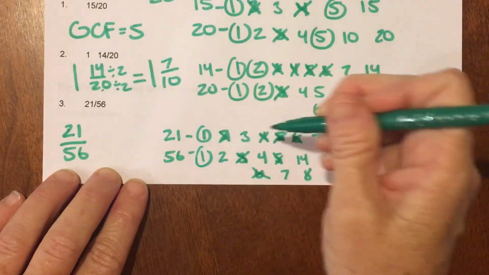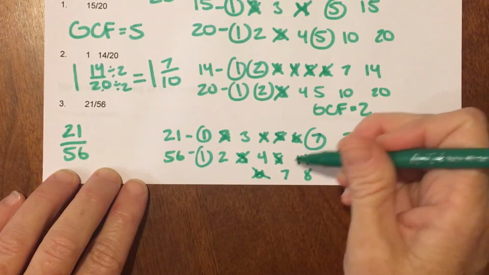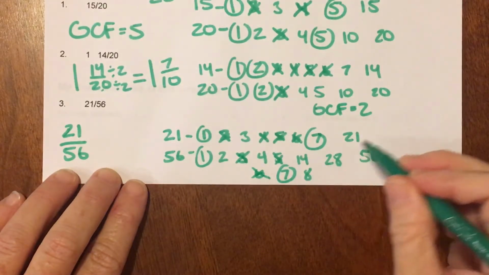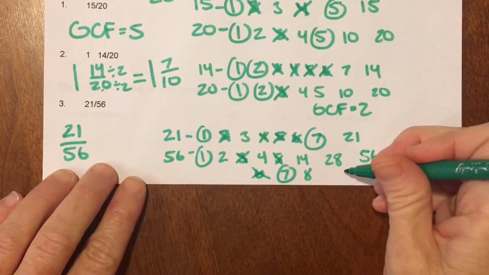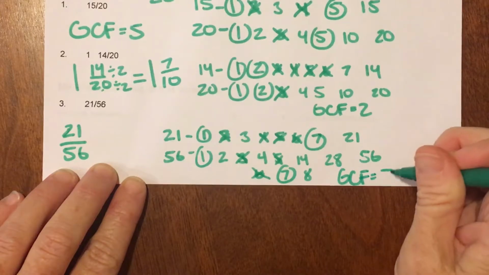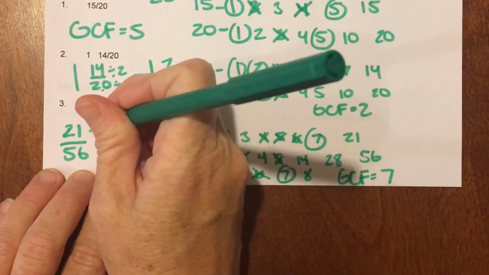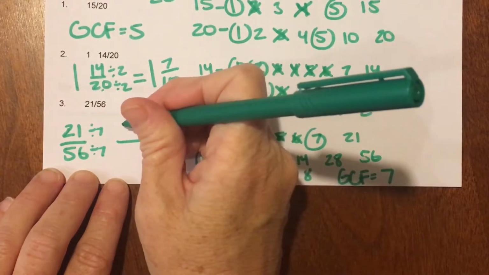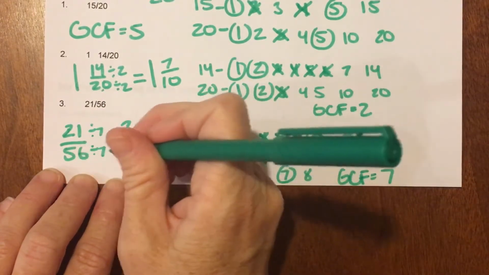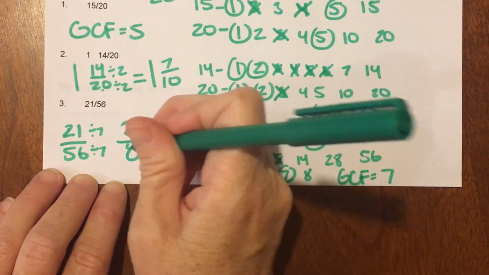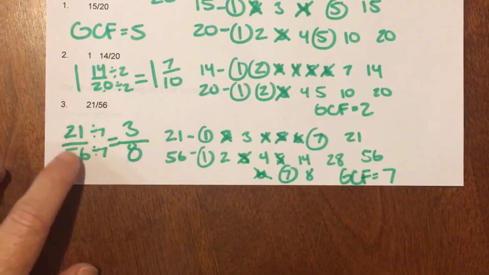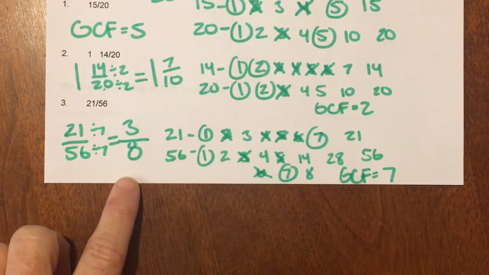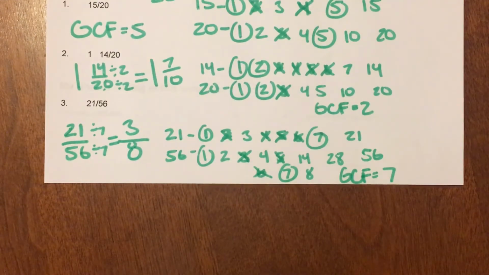So this one was really tricky, but if we just go slow, we're able to figure it out. So 7 is our GCF. Let's divide by 7, and I'm getting 21 divided by 7 is 3. 56 divided by 7 is 8. So 21 over 56 is equivalent to 3 over 8.